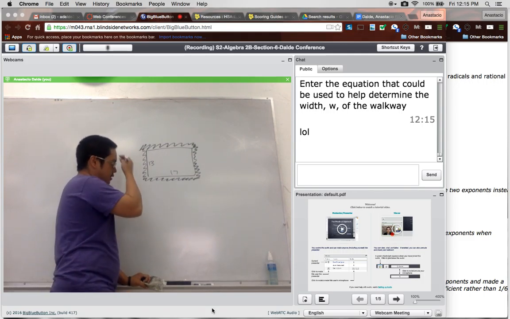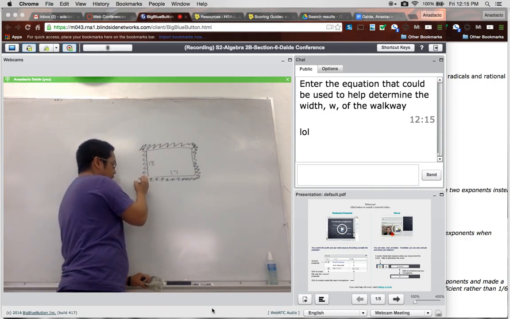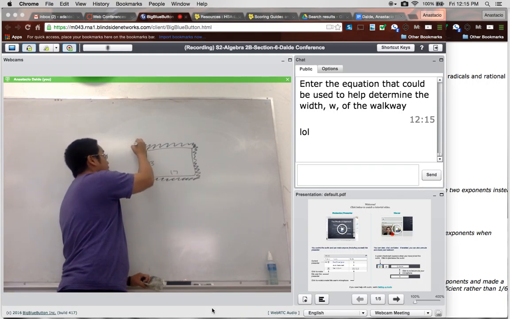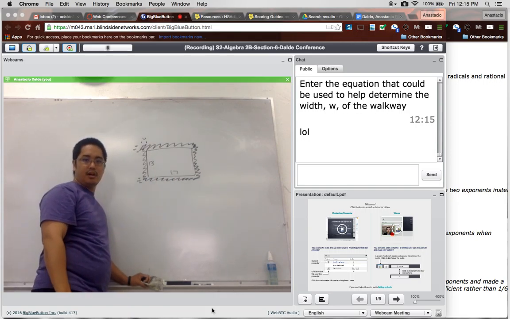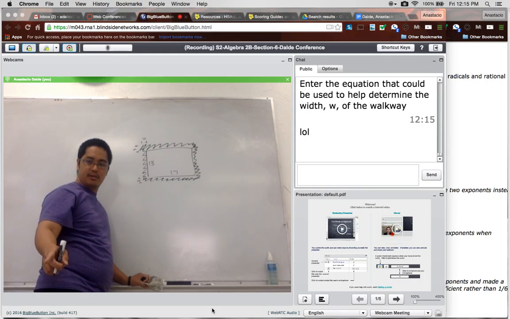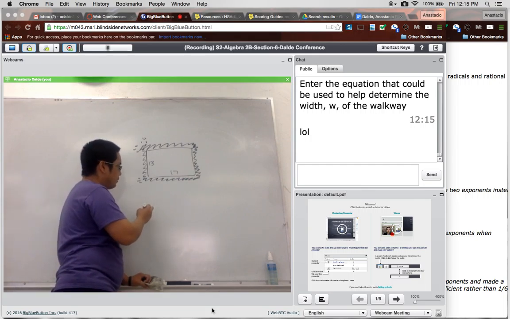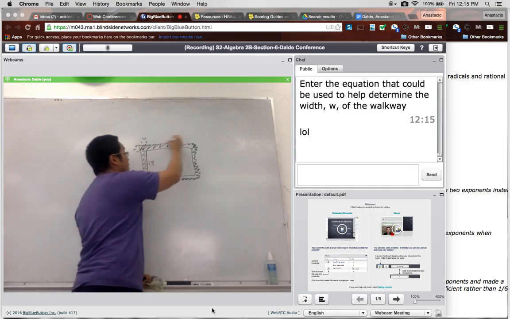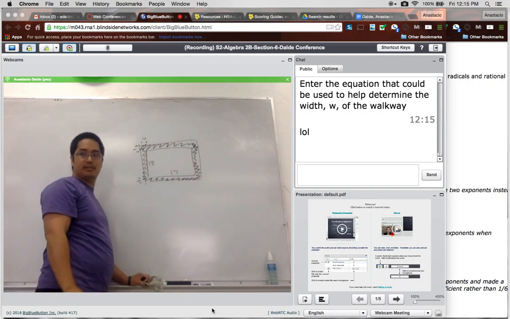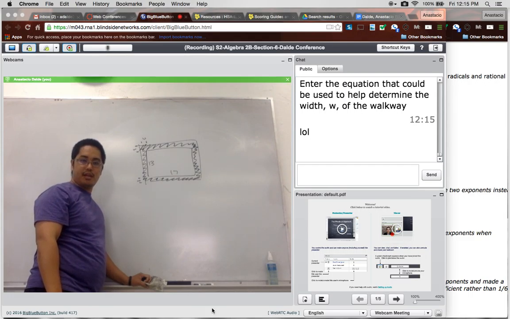As shown, from here to here is W. From here to here is also W, and so on and so forth. The combined area of the walkway and the garden itself is 396. So I've really got a bigger rectangle here. You guys agree? And I know the area of a rectangle is what?